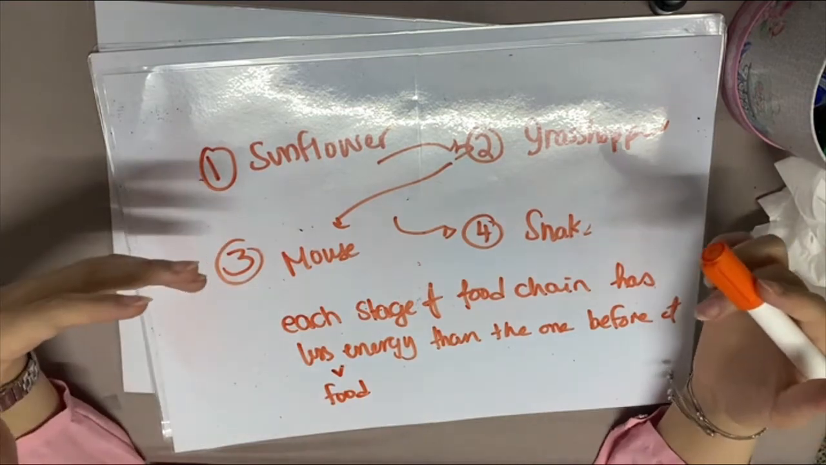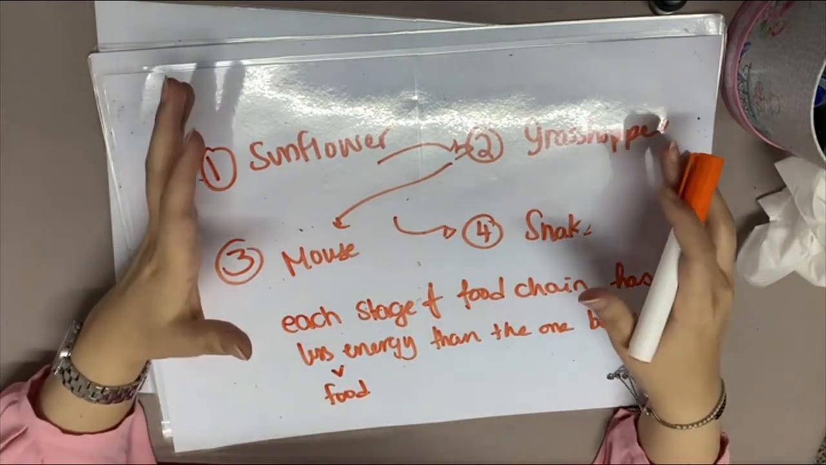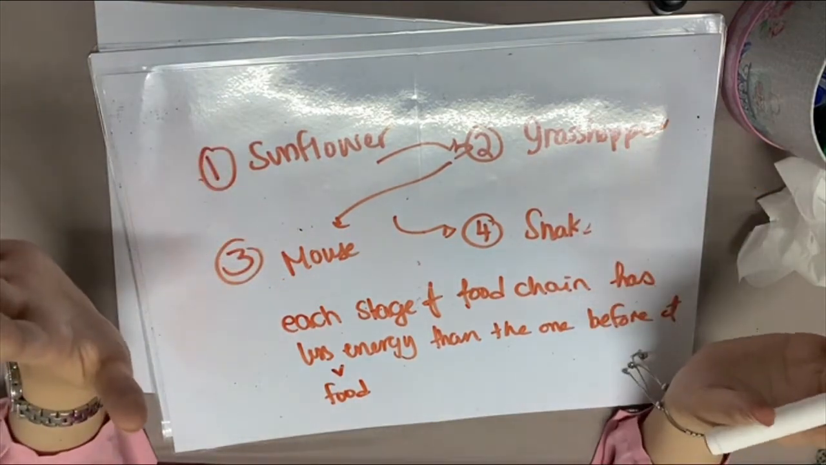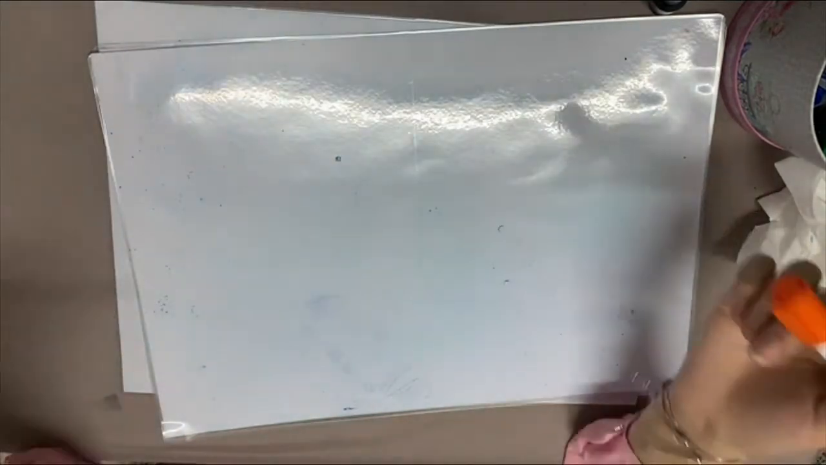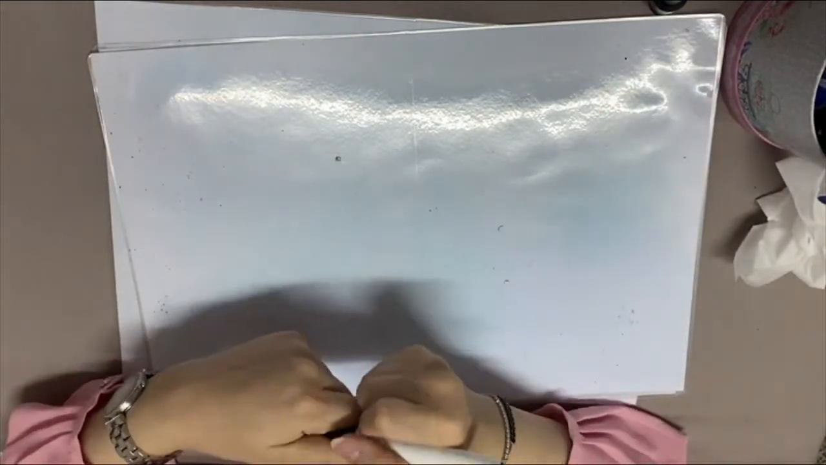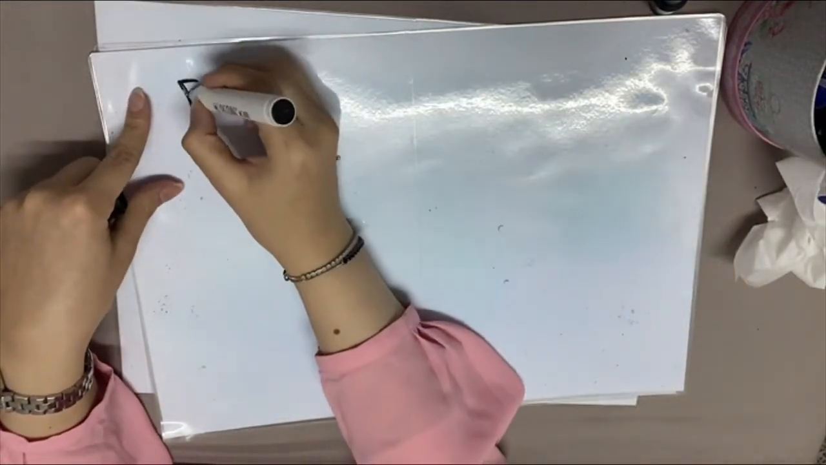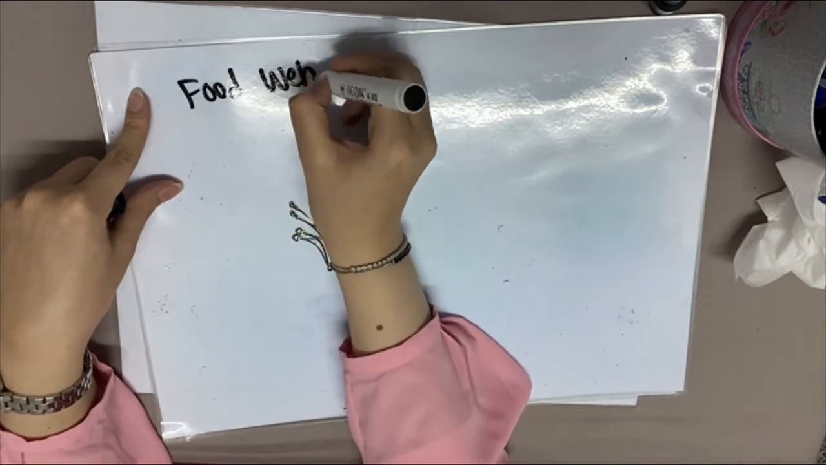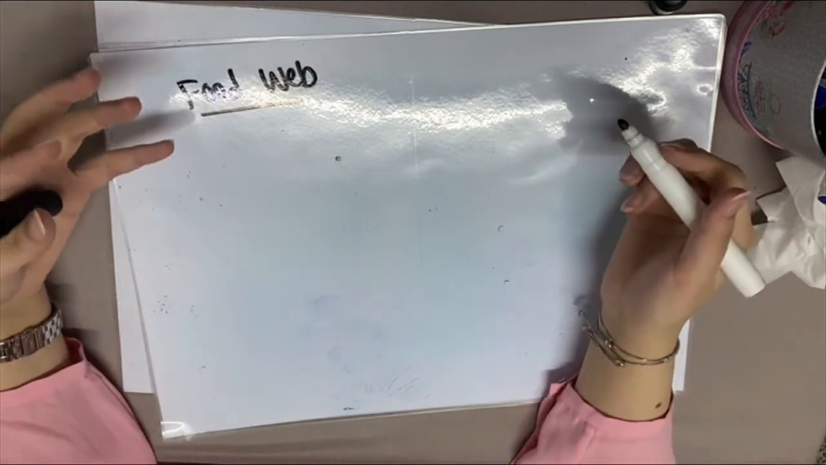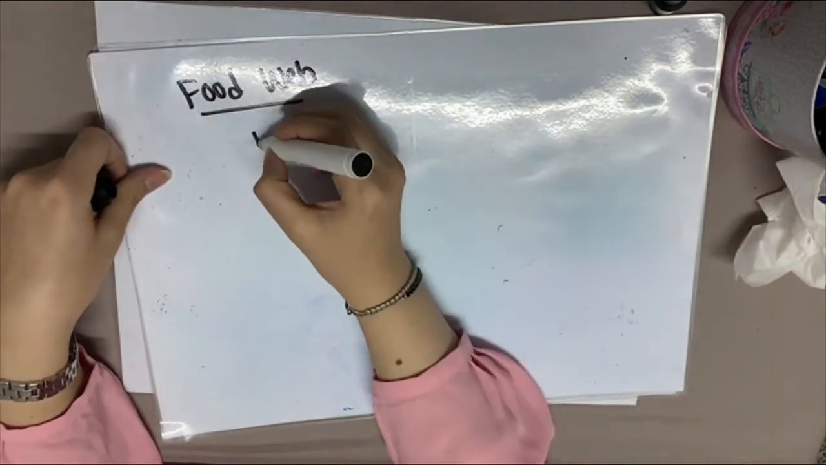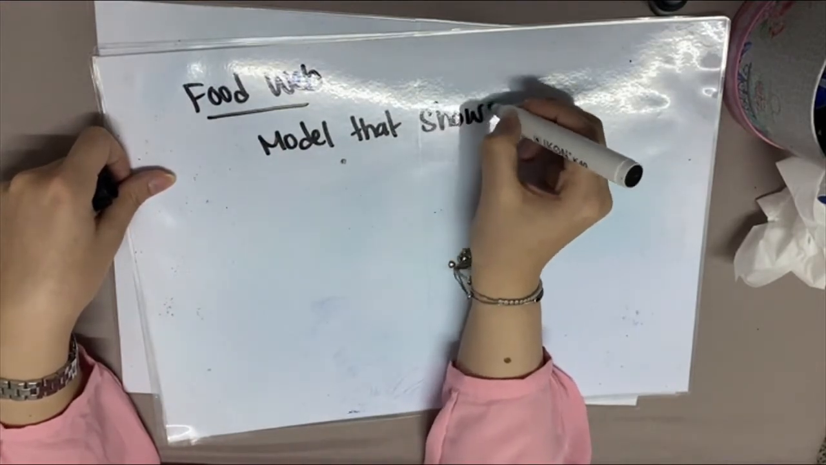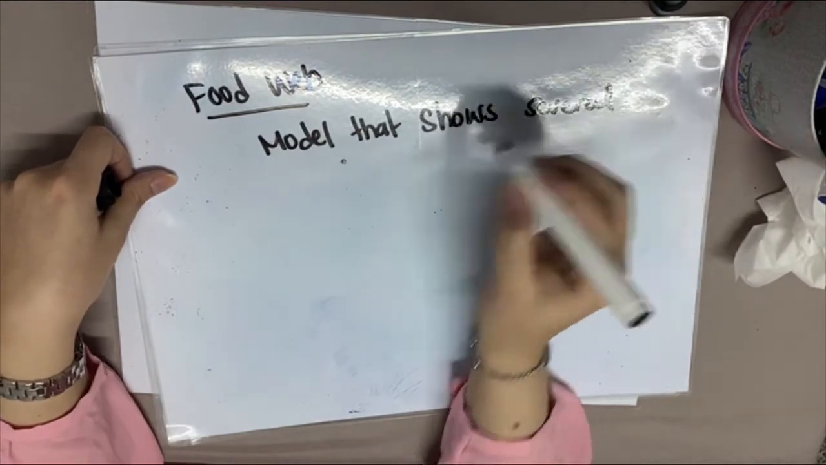So think of it like this. Minimal energy, when it's moved to the next level, it decreases. Food chains are simple models, but they do not show all the levels of energy in an ecosystem, which is why we need food webs. What do you think a food web is? A food web is technically a model that shows several connected food chains.